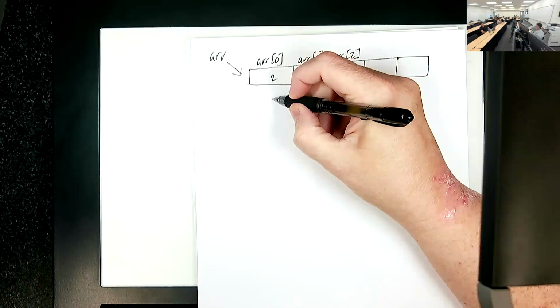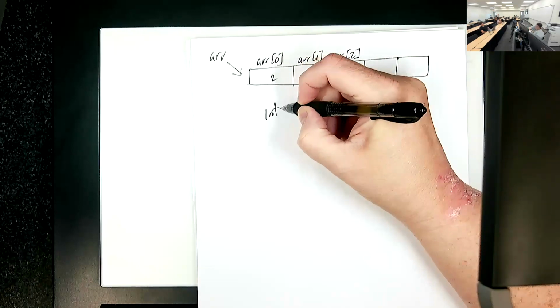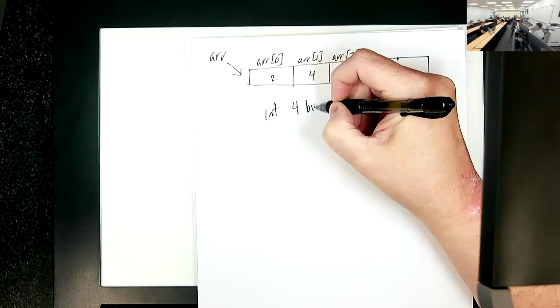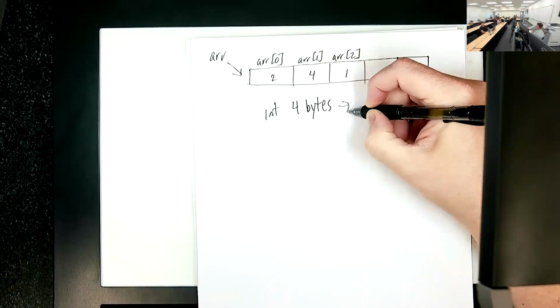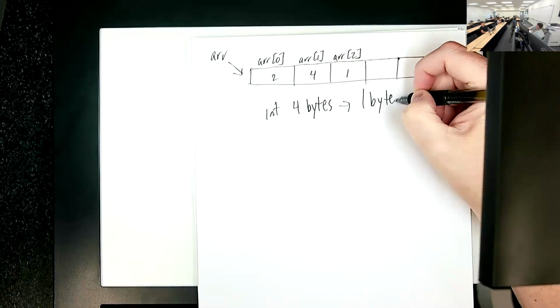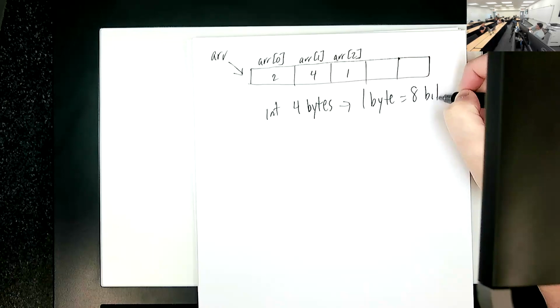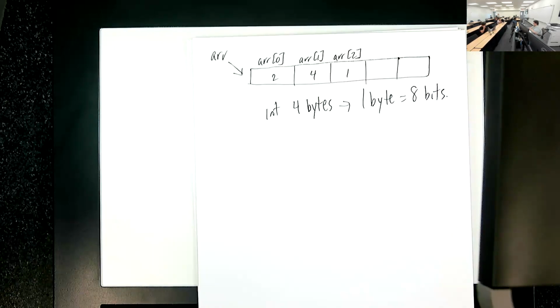I was saying integers take up 4 bytes, and 1 byte is 8 bits. I like that byte has a Y in there for no reason. It's just fun.